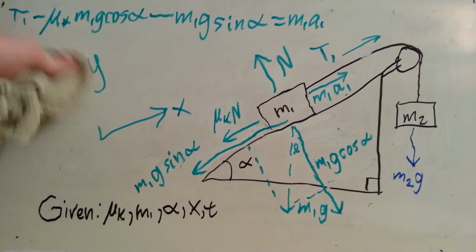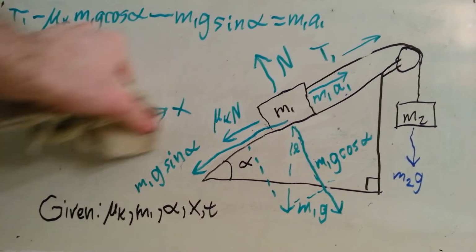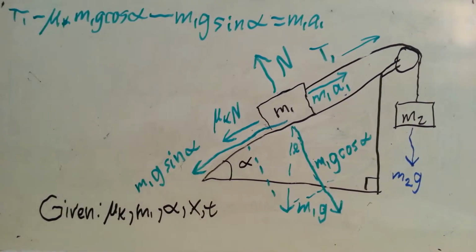Okay, and that's all I'll be saying about that. We'll take that as implicit for the rest of the problem. Okay, so we have the forces for the left block. On the right block, we have m2 times g. That's just the force of gravity.